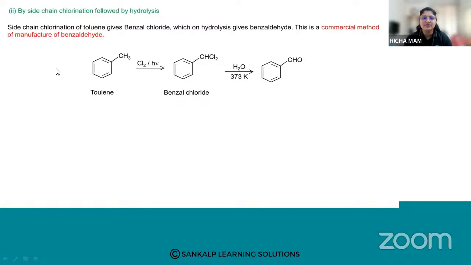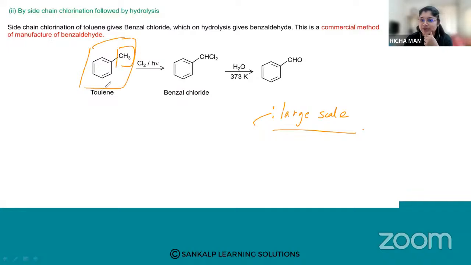Then we have seen the side chain chlorination, how we are manufacturing benzaldehyde commercially. Commercial method means industrial method, at a large scale. When you want to prepare benzaldehyde at a large scale, this method can be used. We are taking a toluene molecule, that is a methyl substituted benzene.